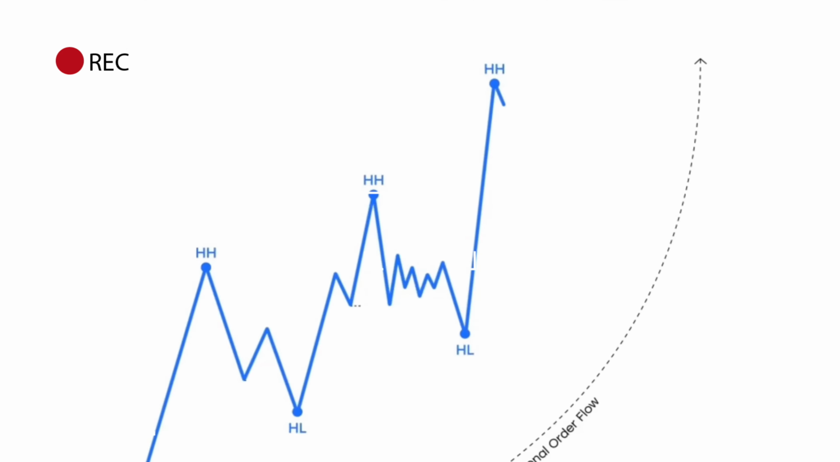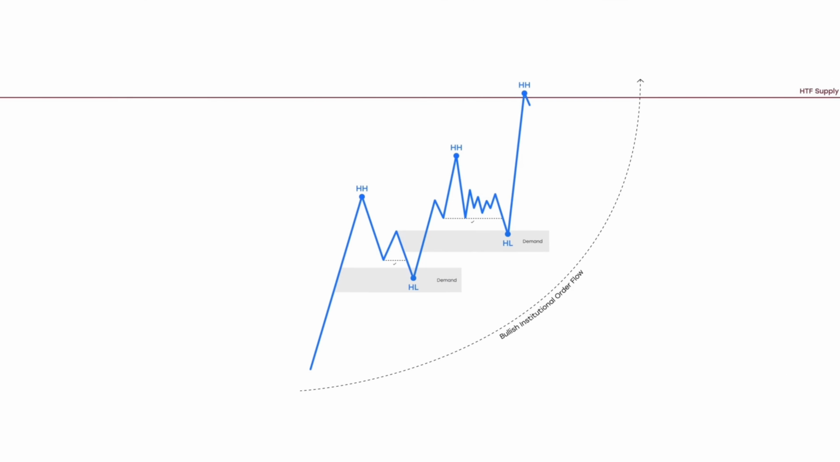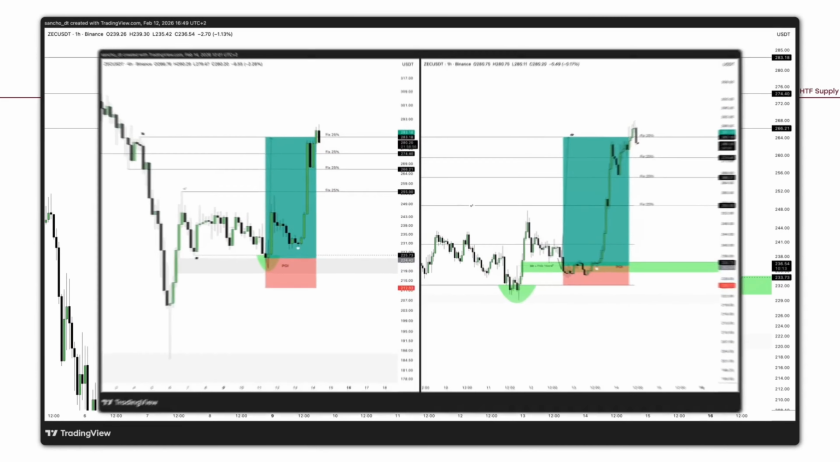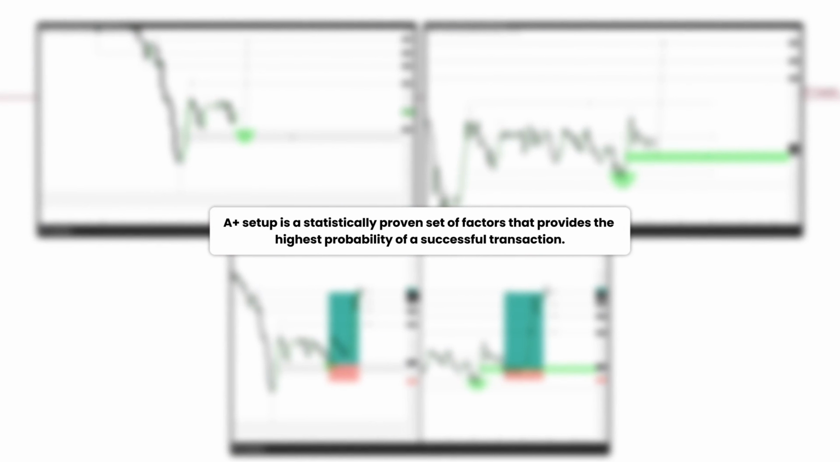Today, we'll take a detailed look at a simple but extremely effective A+ setup for everyday use. As clear examples, I'll be using my recent trades which were posted in my Telegram channel even before they actually played out. In essence, an A+ setup is a statistically justified combination of factors that provides the highest mathematical probability of success for a trade.